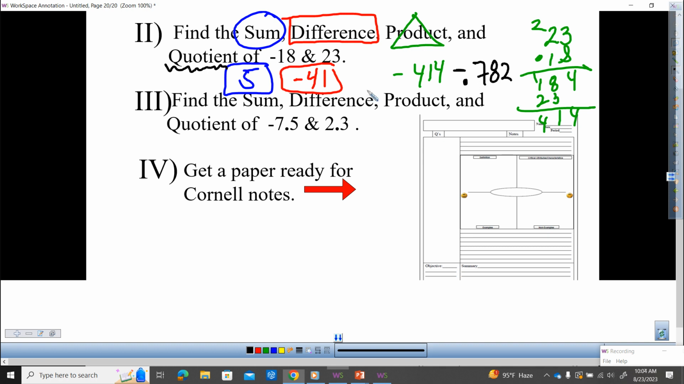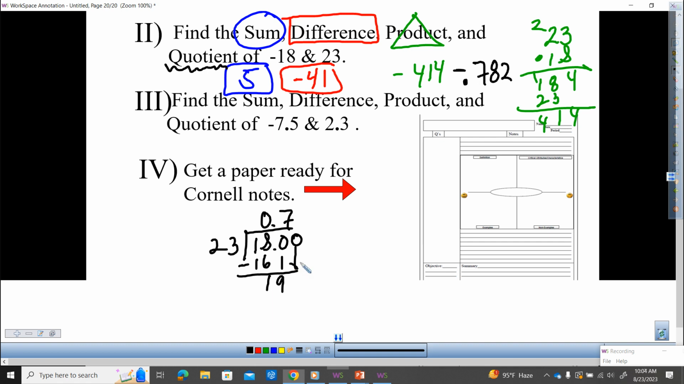All right, let me double check just to make sure. We got 18 divided by 23. You add a decimal and a 0. He said it was 7. Let's see. 7 times 3 is 21. We got 2. 7 times 2, 14 and 2, that's 16. Subtract. That gives us 19.